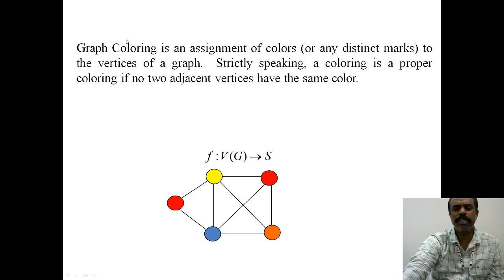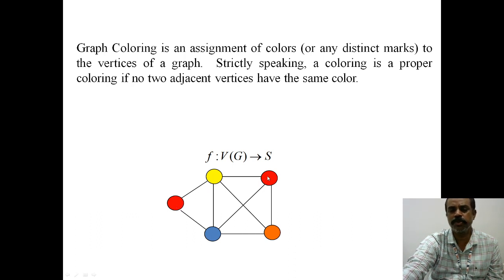So just to understand this, I have taken a small example of graph coloring. Graph coloring is an assignment of colors to the vertices of a graph. Strictly speaking, the coloring is a proper coloring if no 2 adjacent vertices have the same color. If you look at this particular graph, no 2 adjacent nodes have the same color. This is red, this is yellow.